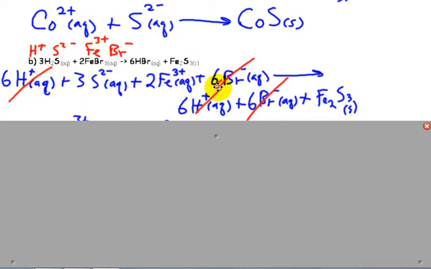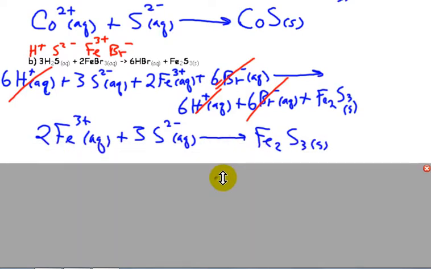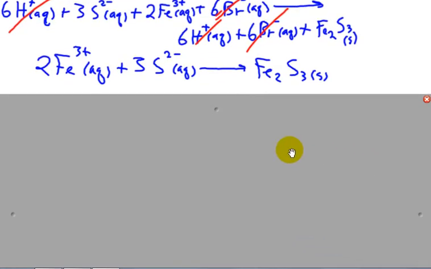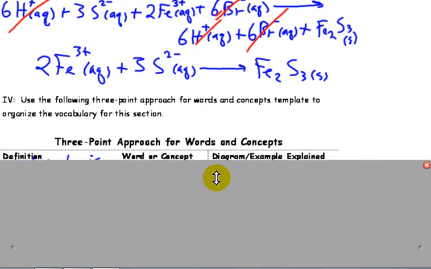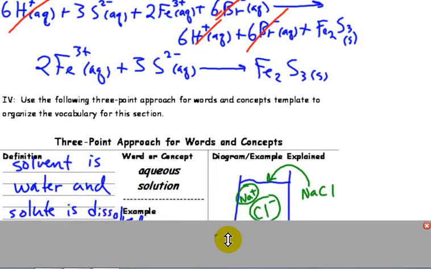Again, the spectator ions are crossed off, and then that leaves you with just the precipitate and the ions that made the precipitate. And notice 2 irons, 2 irons, 3 S's, 3 S's. So that should still balance out when all is said and done. If it doesn't, something went wrong earlier. Okay, so that's it. We'll look at the vocab here.